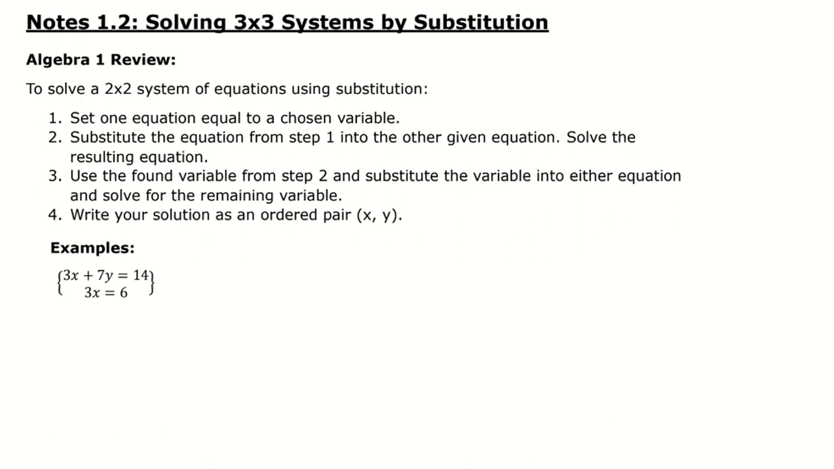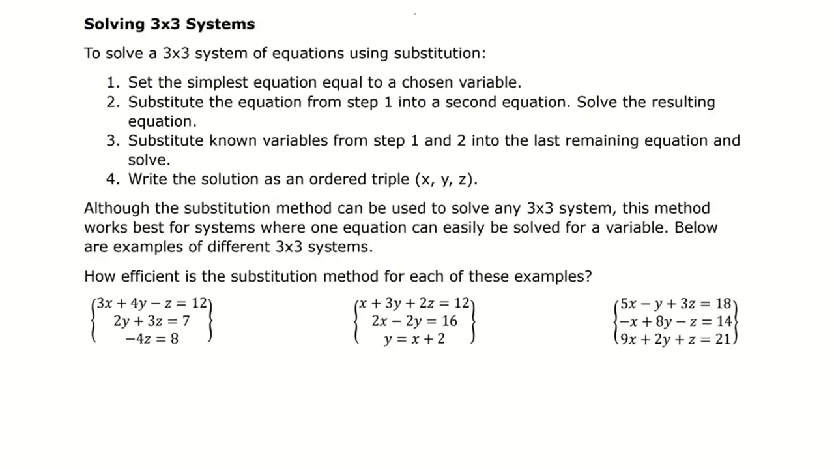So in algebra 2, we have the example here that shows you 3 different ways that you're going to see systems of equations with 3 equations and 3 variables. These are pretty much asking you how efficient is the substitution method, because sometimes there are other methods that are more efficient. So what do you notice?